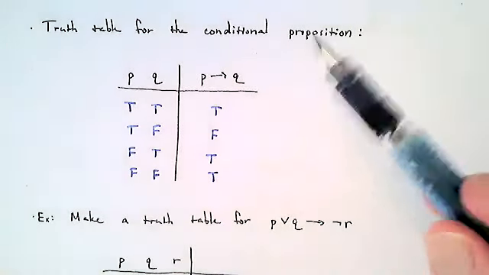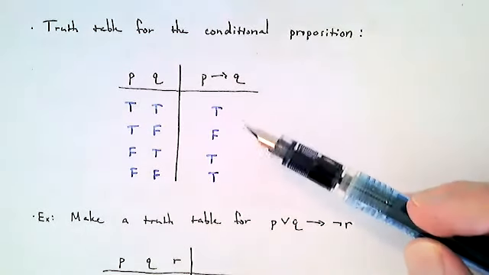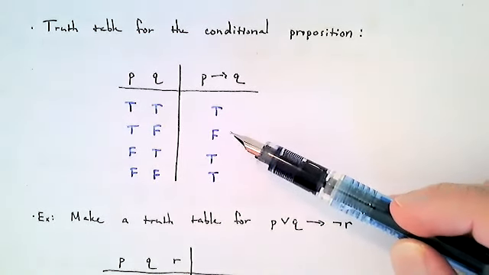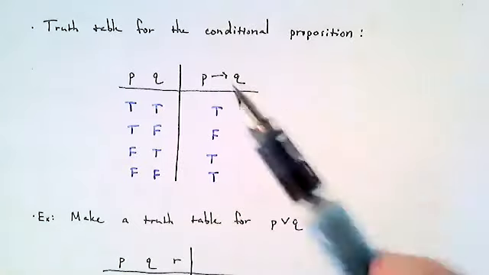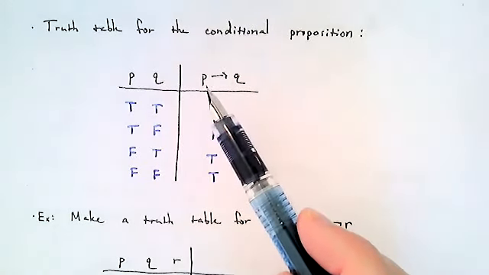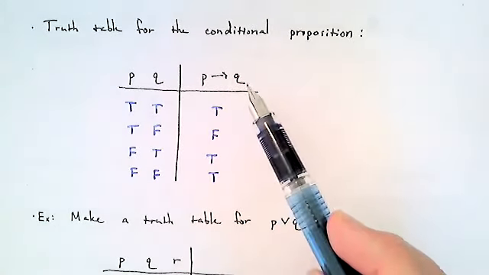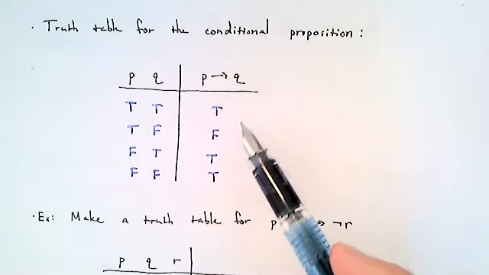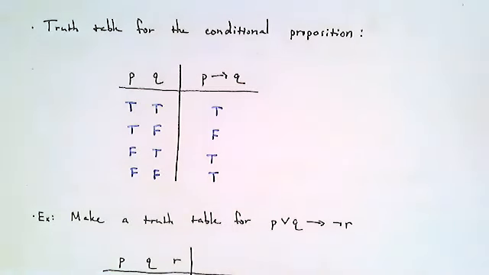So the conditional, if P then Q, is actually only false in this one case, where the hypothesis is true, but the conclusion is false. Every other time, we get a true. So how is both false and but comes out true?